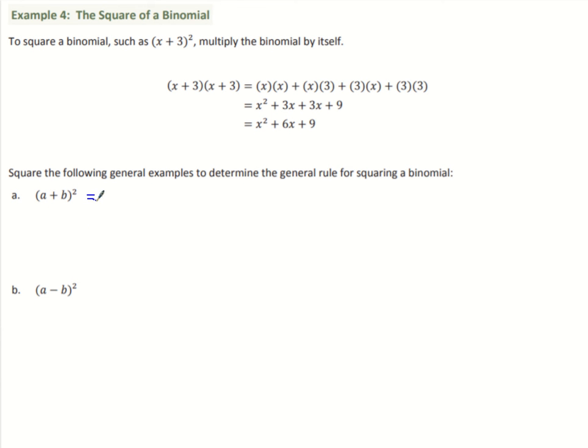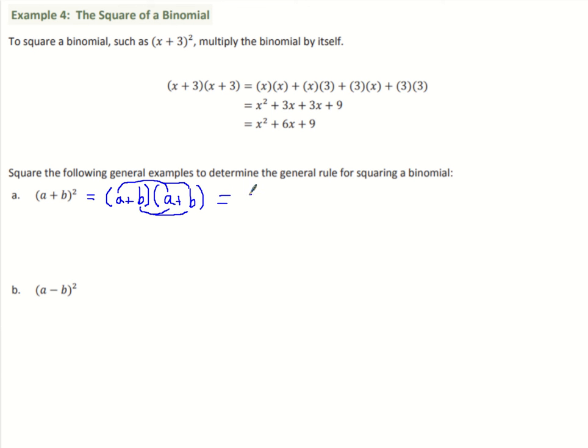Okay. Well, we know that a plus b squared is going to be a plus b times a plus b. Okay, let's go about doing this. Once again, I'm going to use my double distributive. My a is going to be multiplied by my a and my b. And then my b is going to be multiplied by my a and my b.